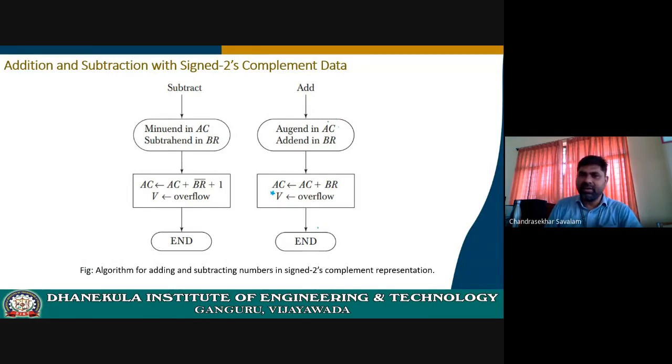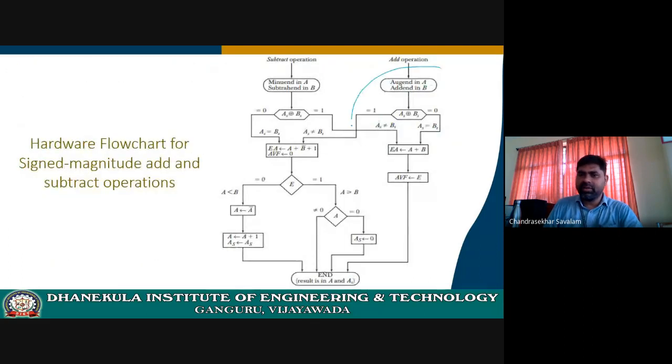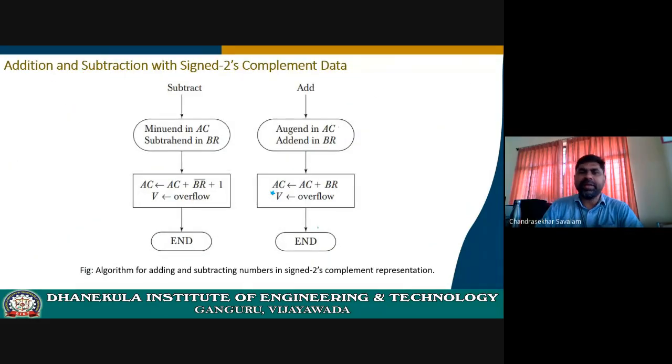Very simple. See here, only one active step to add. But whereas if you observe this, you need to do this much in sign magnitude representation. Understand, students? Sign magnitude is very simple for users, but if you want to implement it, it is very complex. But 2's complement is very easy for computers.